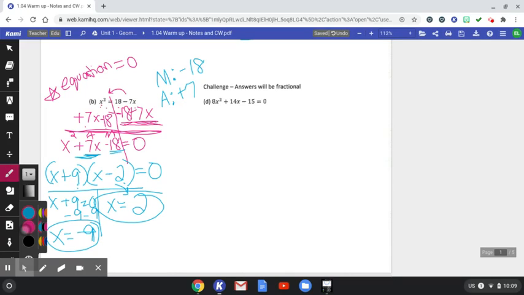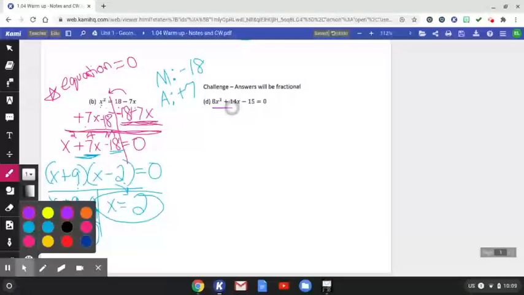Letter D is a challenge question. Okay. 8x squared plus 14x minus 15. That number in front of x squared, that 8, tells us that this is p's and c's factoring. If you remember that from Miss Austin's class, Miss Dobkins and I did not teach this type of factoring. But when that coefficient, the number in front of x squared, is larger than 1, how we solved this for the most part last year was to use the quad formula.